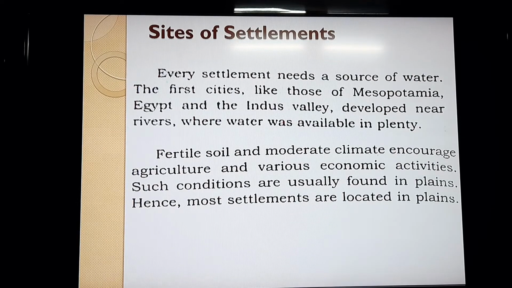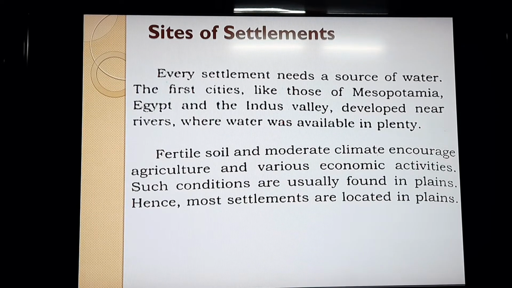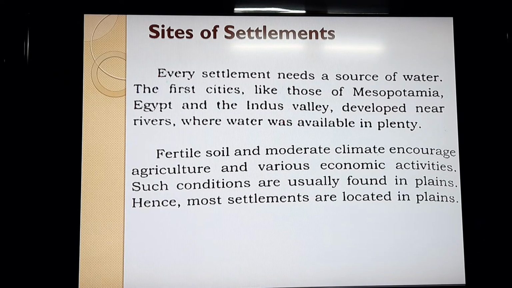Knowing what a settlement is and what the site of a settlement is, we have to see where the site of a settlement gets developed. Every settlement needs a source of water. Everybody in this world needs water to survive, so people settle in the area wherever water is available. If we see the ancient civilizations like Mesopotamia and Egypt, they developed near river valleys, because in that area plenty of water is available.